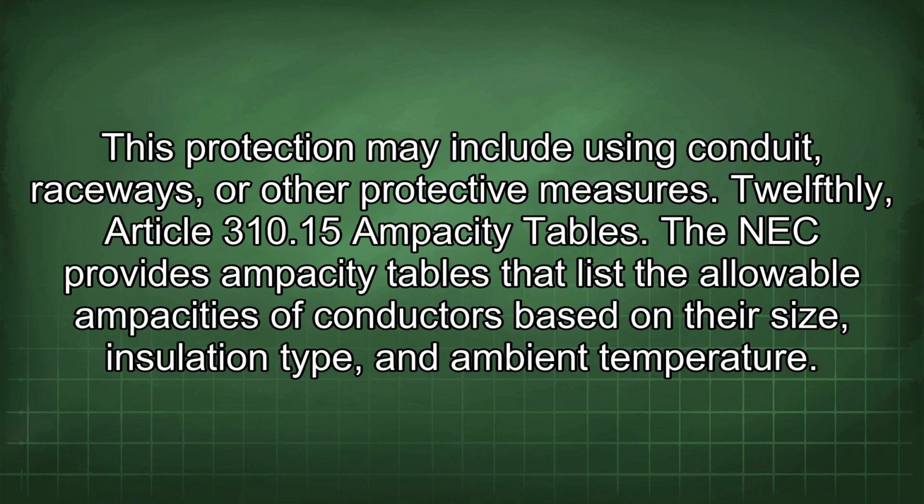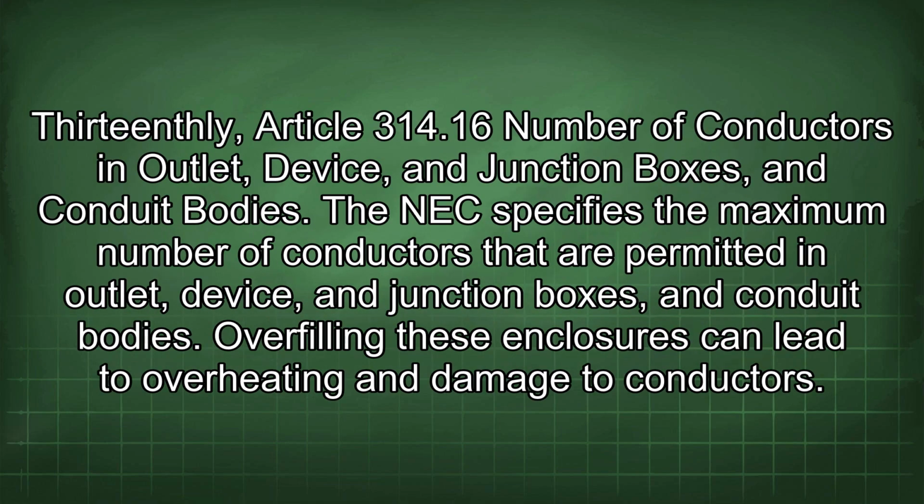Twelfth, Article 310.15 Ampacity tables. The NEC provides ampacity tables that list the allowable ampacities of conductors based on their size, insulation type, and ambient temperature. Thirteenth, Article 314.16 Number of conductors in outlet, device, and junction boxes, and conduit bodies.